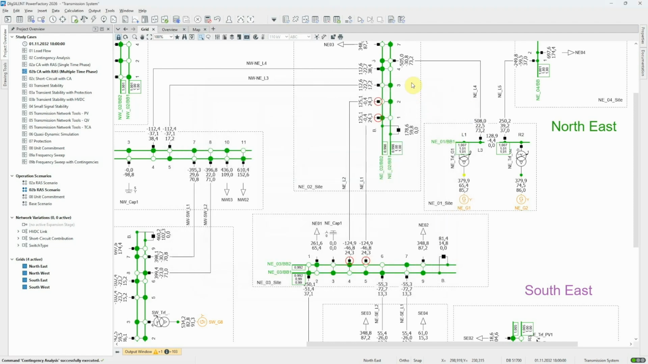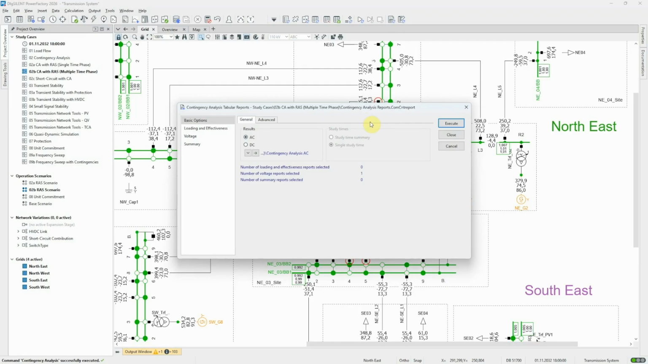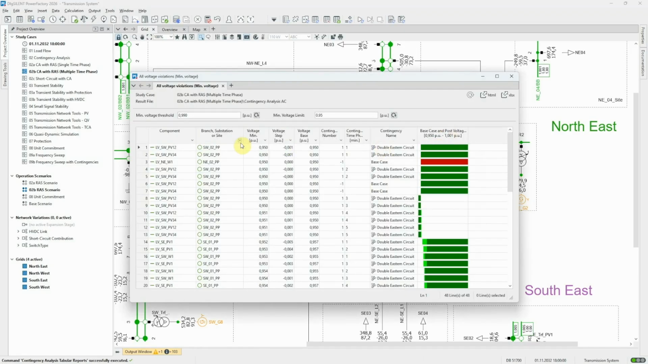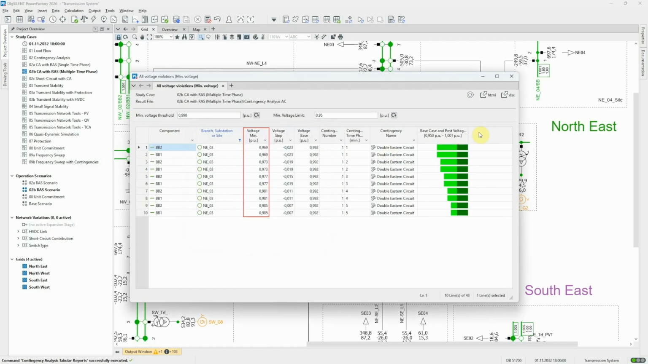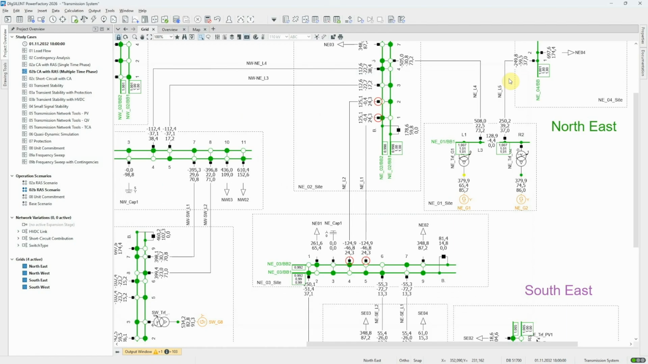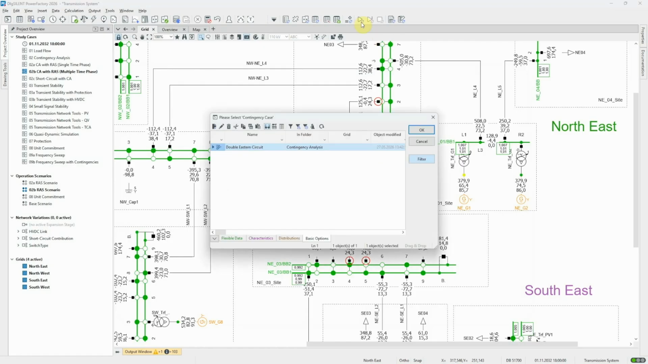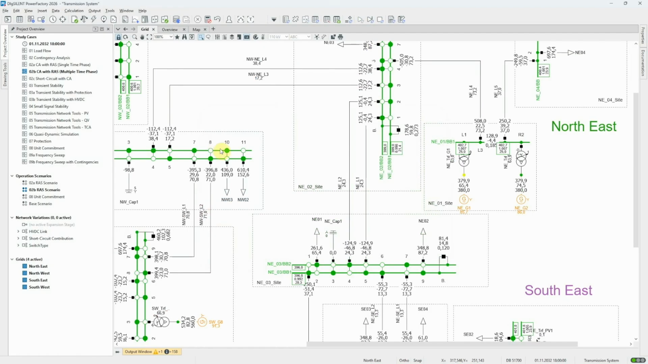The analysis is run again, and the effect of the capacitor can be seen in the report. To understand this in more detail, we can use the trace function to look at each step in the process. The first step is a base case load flow.